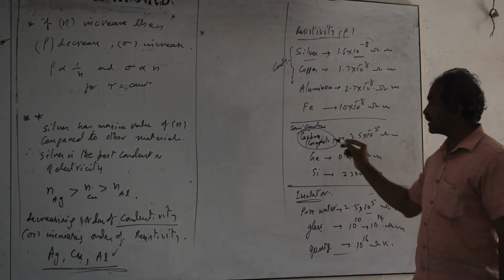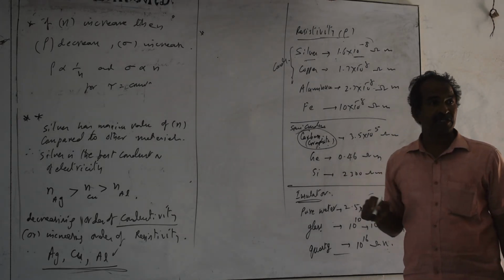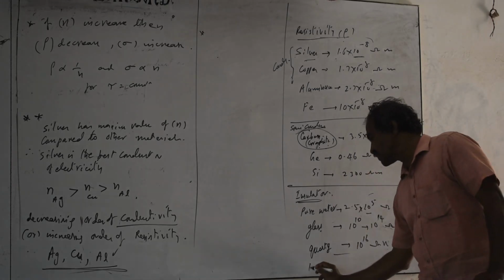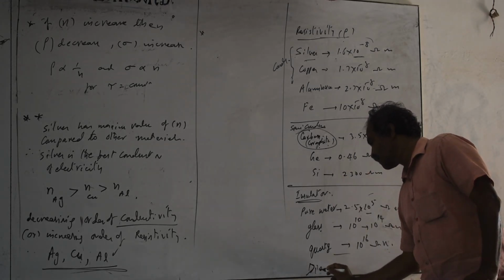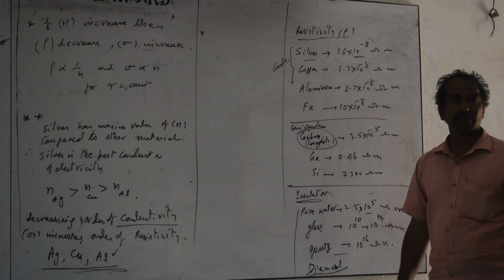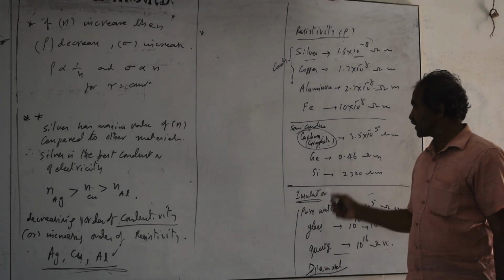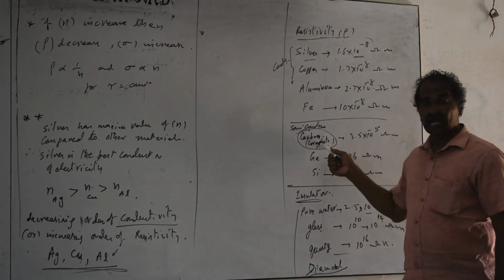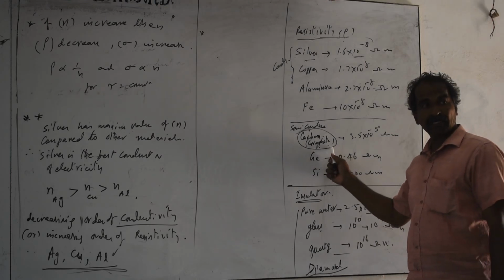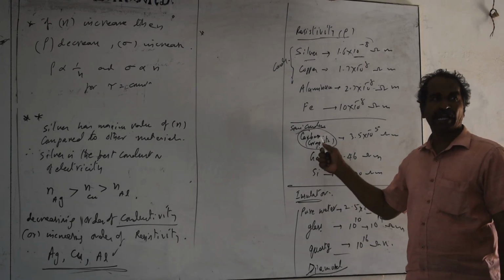Next, the same carbon is available as a tetrahedral structure. If it forms a crystalline form, we call it diamond. Diamond is a good insulator. Diamond is an insulator. So carbon can be a good conductor or an insulator, even at room temperature. So we are not going to discuss carbon.